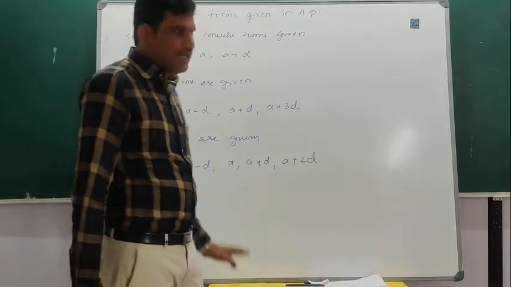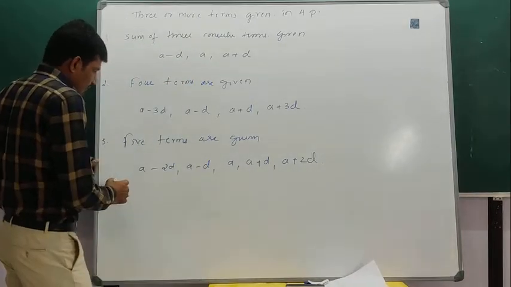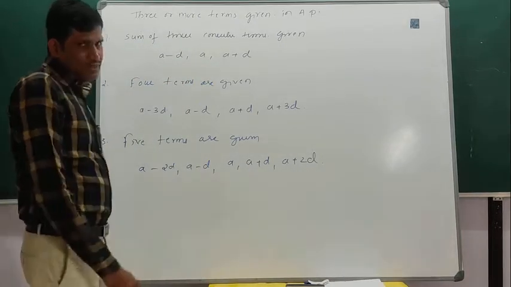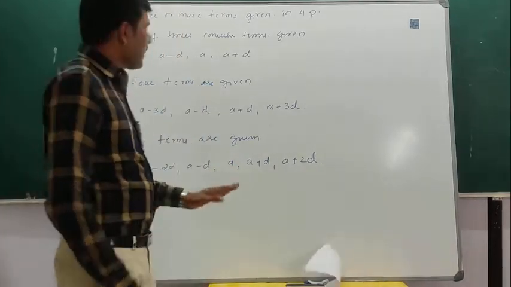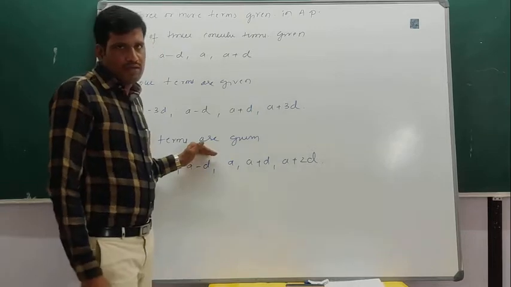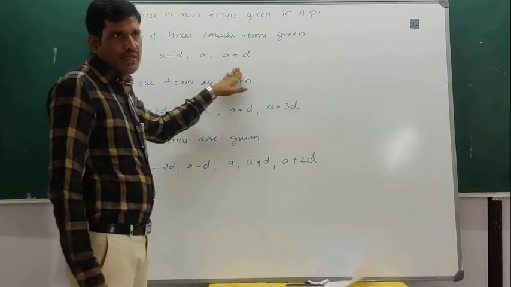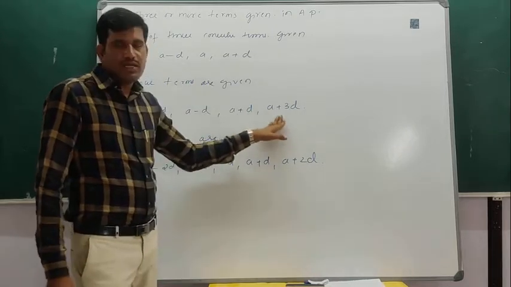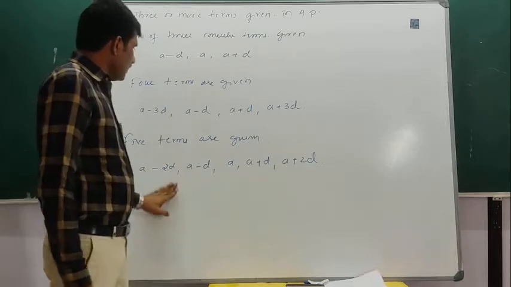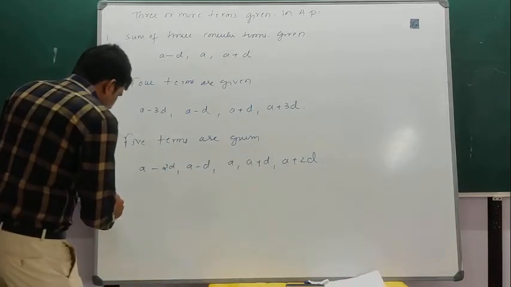There is some advantage of taking the numbers in this form, and I will explain it by solving a problem. This is for when five terms are given. Similarly, you can go for 6, 7, 8, but for your syllabus, the maximum they can give is up to 5 terms. So when three terms are given, it is a minus d, a, a plus d. When four terms are given, a minus 3d, a minus d, a plus d, a plus 3d. When five terms are given, a minus 2d, a minus d, a, a plus d, a plus 2d. Similarly, we can write for 6 terms.